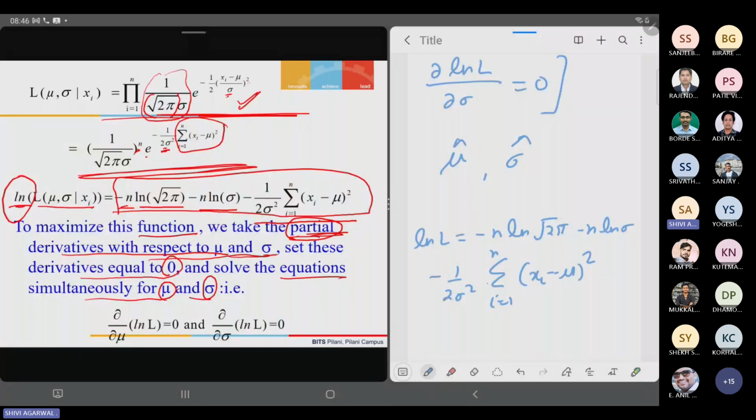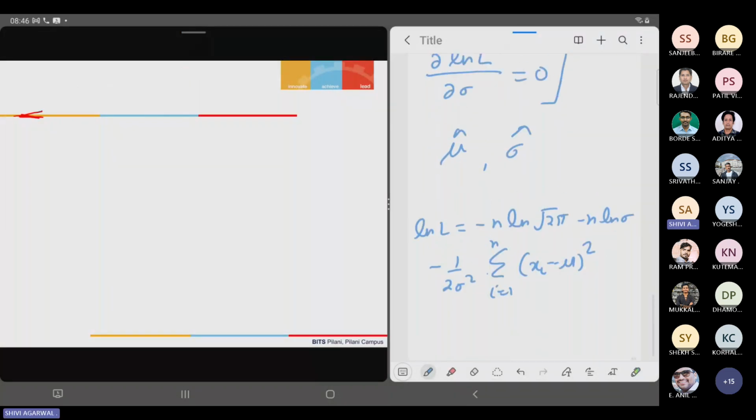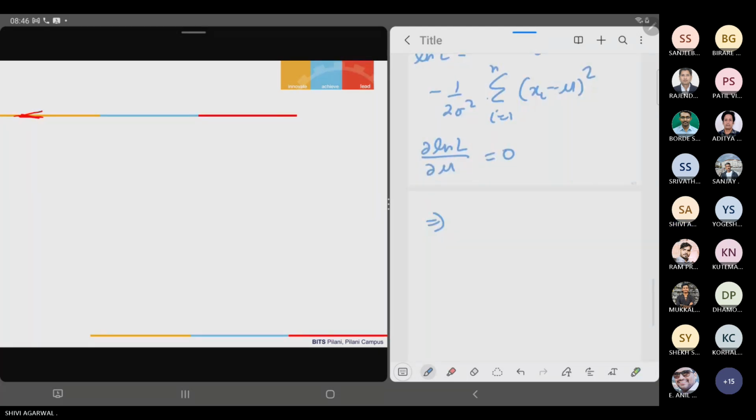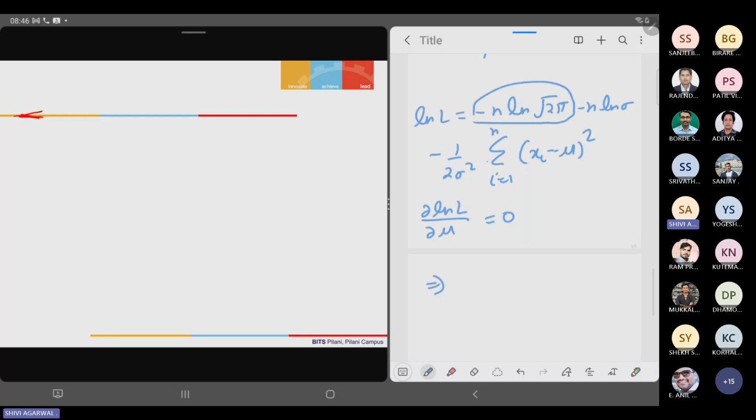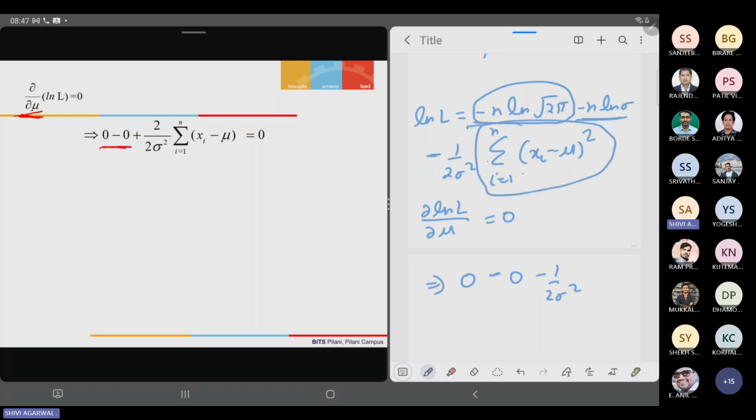Now we are taking the differentiation with respect to μ. So ∂ ln L upon ∂μ is equal to 0. On the left hand side, this is a constant with respect to μ, so when we take the differentiation it is coming 0, minus this is also constant with respect to μ because here no μ, so this is also 0, minus 1/(2σ²). Correct. So we are saying here 0 minus 0. Now 1/(2σ²) is coming here with minus sign. Now we have to differentiate it with respect to μ.